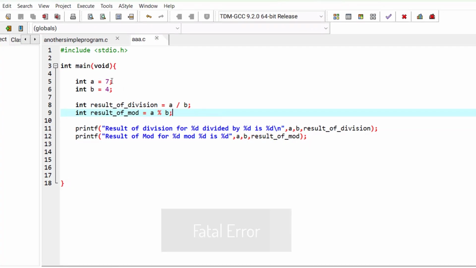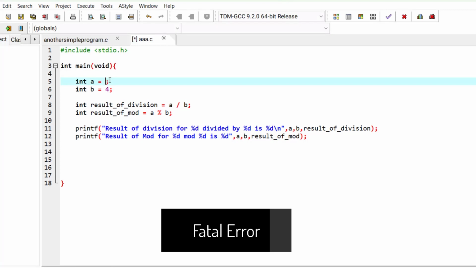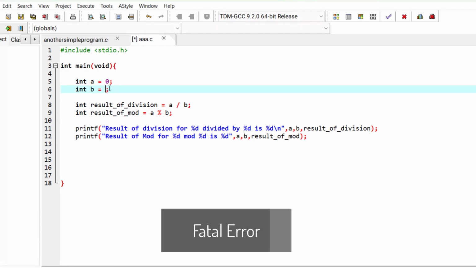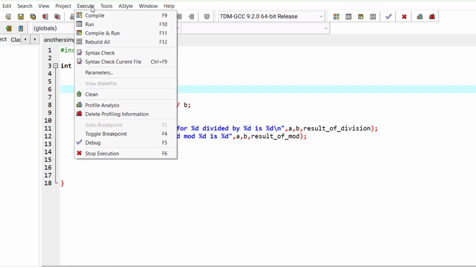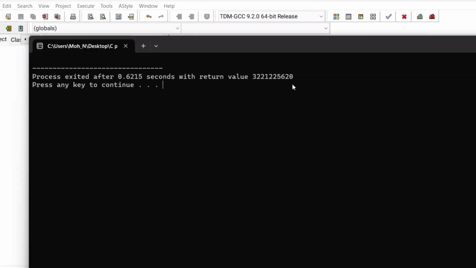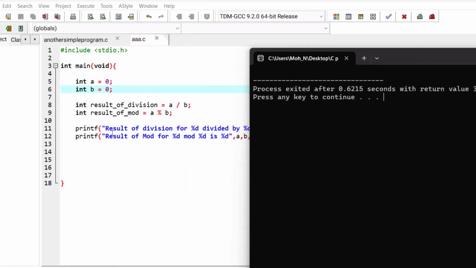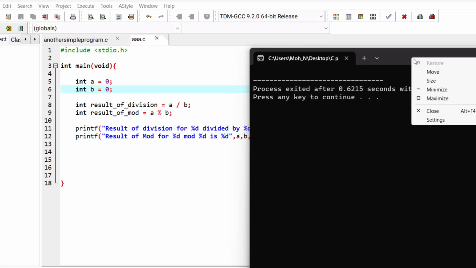Also remember that if you try to divide 0 by 0, it will be a fatal error and the program will not proceed. Let's go and see this. You can see that we don't have any result, even the text did not appear, because the program had a fatal error and wasn't able to run properly.